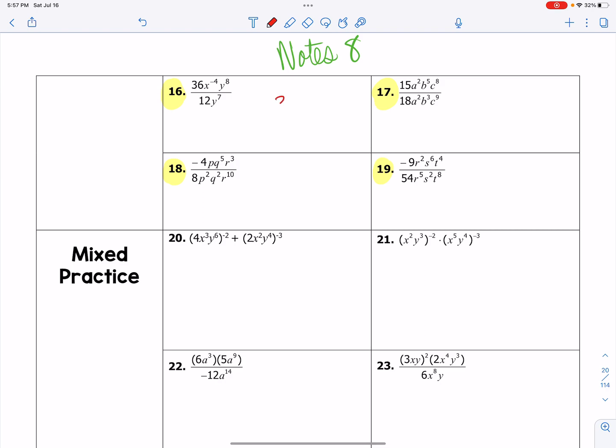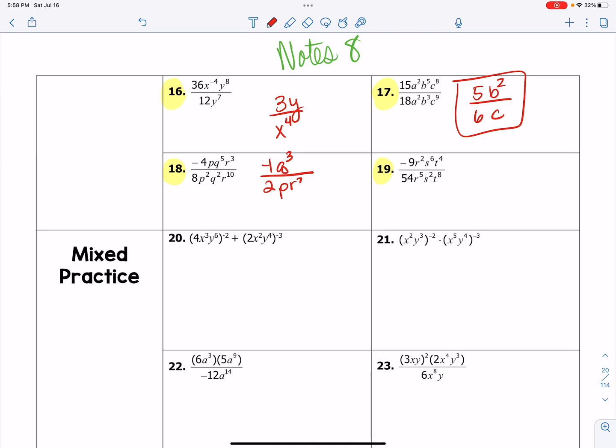So the answer on 16 is 3y over x to the 4th. The answer on 17 is 5/6, and then it's b squared over c. Okay. The answer on 18 is a negative 1/2, and I don't really care if the 1 is there. And then on the top, it's q cubed, and on the bottom, it's p r to the 7th.